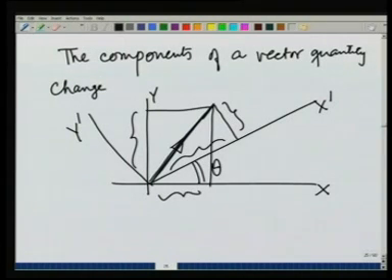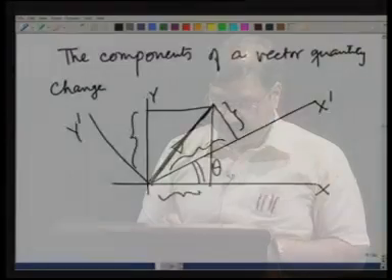And the relationship between the x prime and y prime components and the x and y components is well known, and that is what we are going to derive now. So, a vector quantity must follow that relationship, its components should change according to that relationship when we go from one frame to another frame which is rotated with respect to the first frame. So, let us derive the relationship.